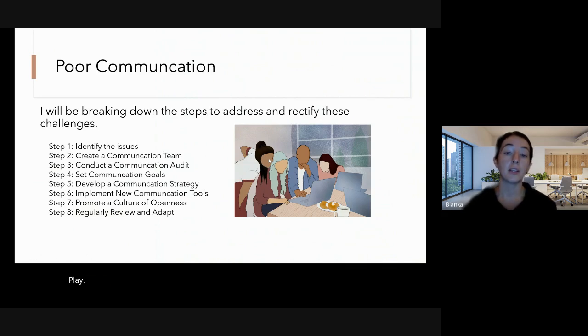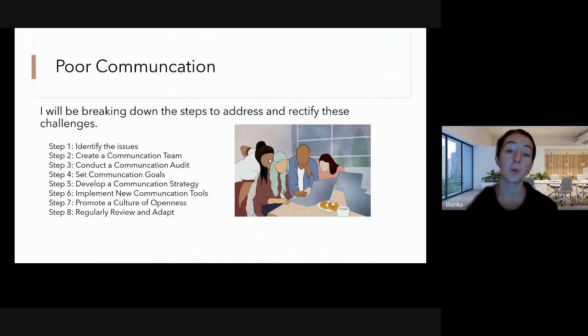Step 5, develop a communication strategy. The roadmap to success involves creating a comprehensive communication strategy. This includes identifying the target audience, specifying communication frequency, developing content guidelines, and establishing feedback mechanisms. Step 6, we need to implement new communication tools. We need to introduce new tools and new technologies like project management software, instant messaging, or an updated intranet, tools that are going to aid the company in better communication within your teams.